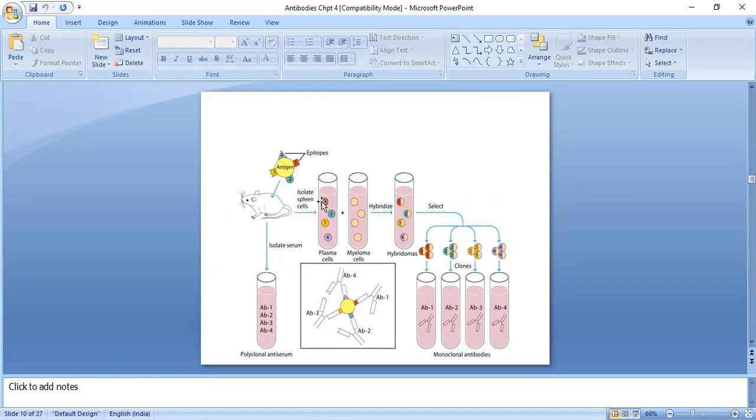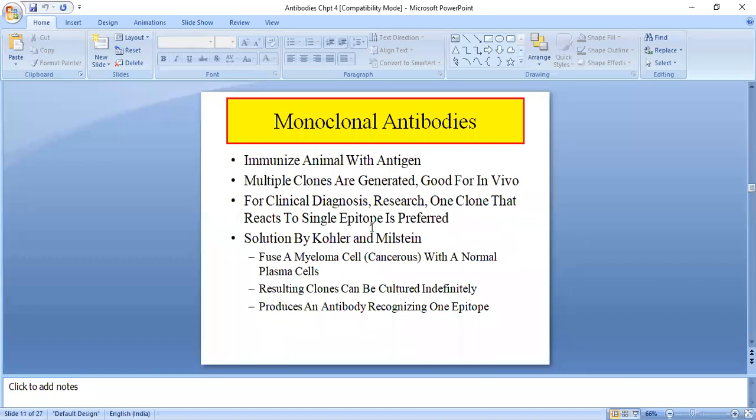Then if you isolate cells from the spleen, hybridize them, select those hybridomas, cultivate them and produce clones, then you will get monoclonal antibodies for the treatment of many diseases. For COVID-19 also, many scientists have tried monoclonal antibodies for treatment. Okay, that is about monoclonal antibodies. In our coming classes, we'll discuss different classes of antibodies as well as monoclonal antibodies.